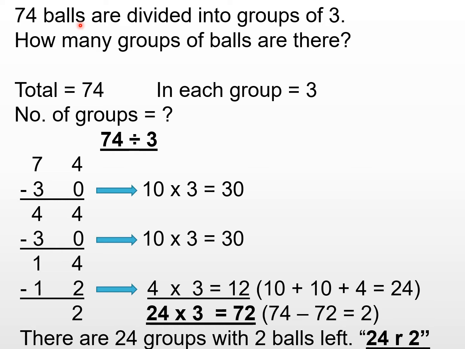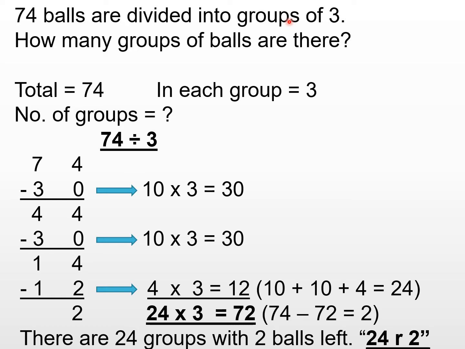That means in multiplication, the answer itself is the total amount, but in division, the total amount is already given in the question, and what you are supposed to find out is the number of groups or the data in each group. Okay, so here you can see we already have the total amount given in the question, 74 balls. The total number of balls which are present are 74, and they have to be divided into groups of 3. Groups of 3, what does that mean? That in each group we should be having 3 balls.